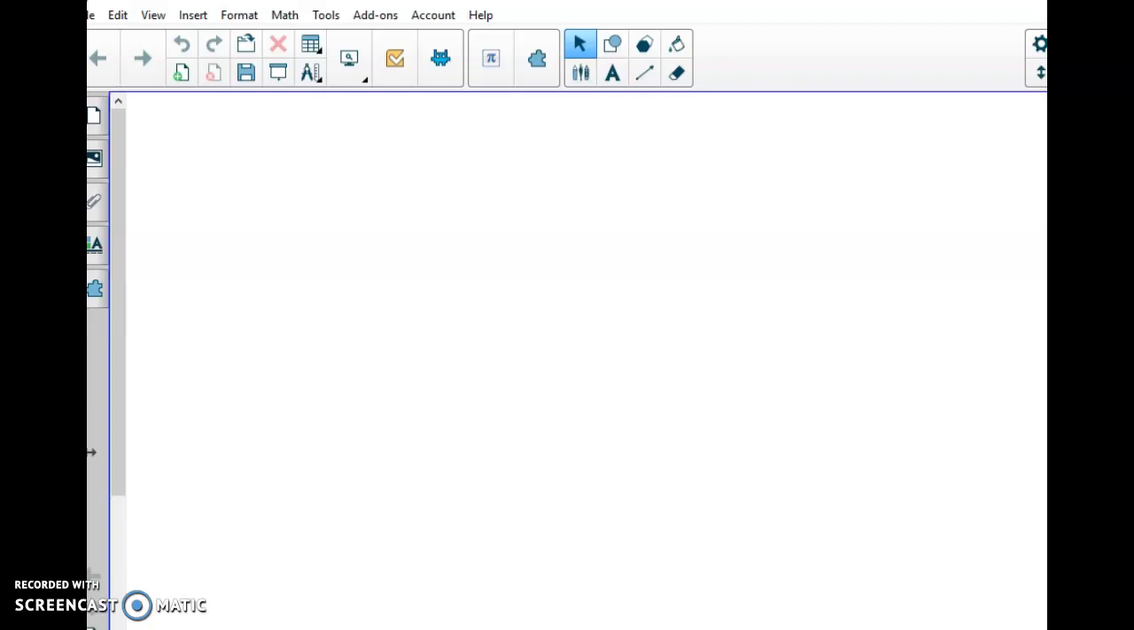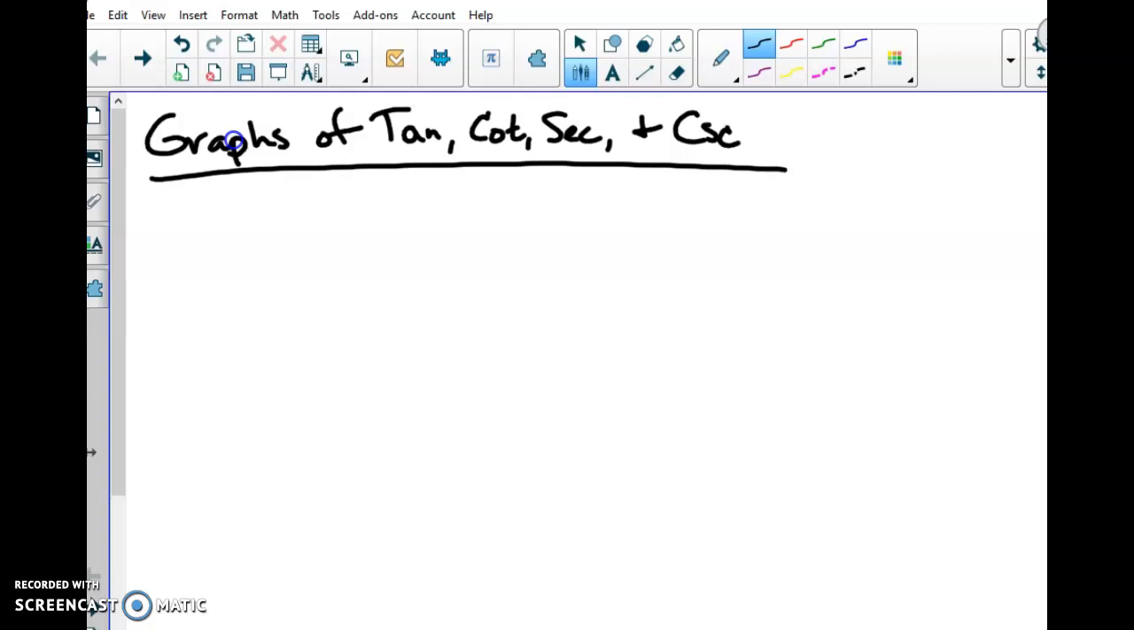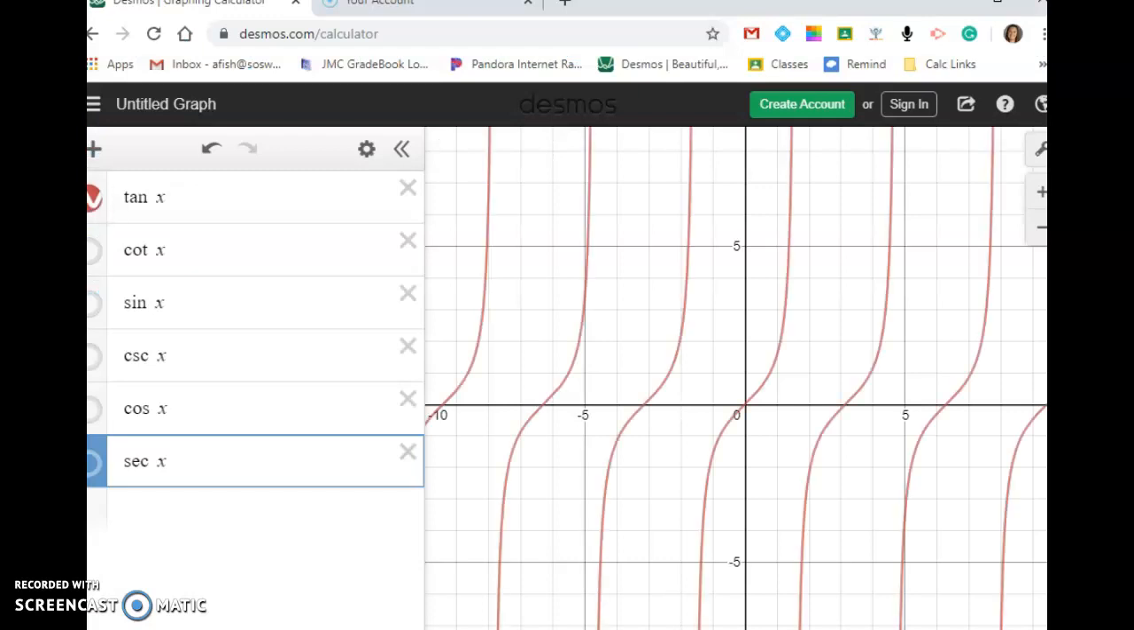Now that we've looked at the graphs of sine and cosine, now we're going to look at the graphs of tangent, cotangent, secant, and cosecant functions. So obviously the tangent and cotangent functions are going to be interrelated because they are reciprocals of each other. Looking at their graphs, this is a graph of the tangent function.